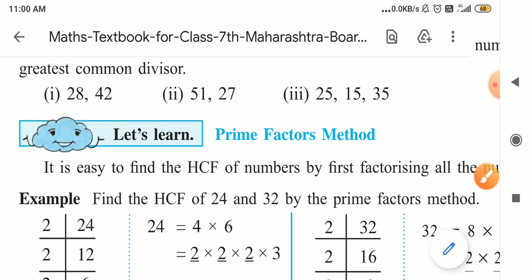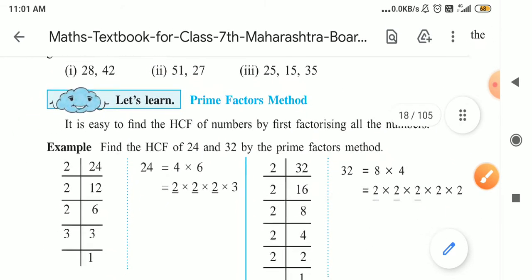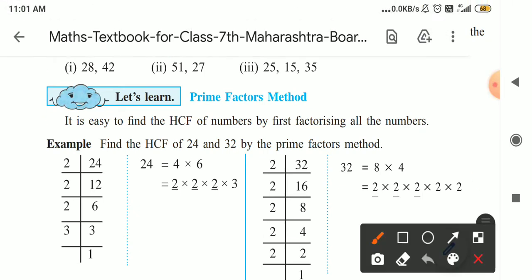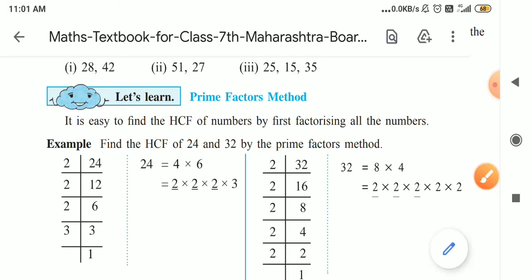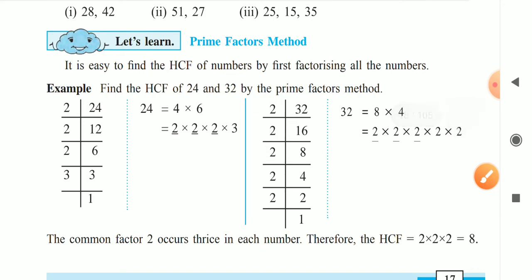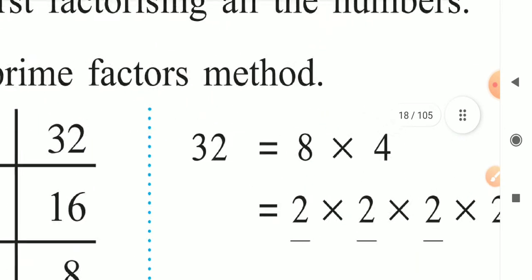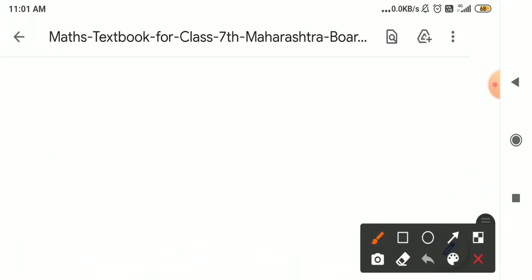Once you understand how to find the prime factors, it is easy for you to find the HCF of the numbers. So here the question is, what is the HCF of 24 and 32? It is very easy once you understand how to find the factors. So let us solve this example, 24 and 32. So I will take here 24 and 32. So let us find 24's factors.